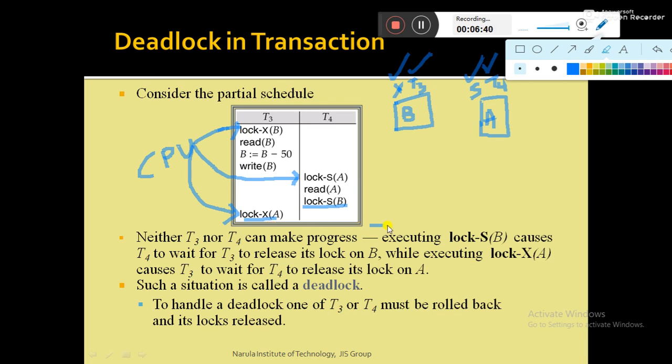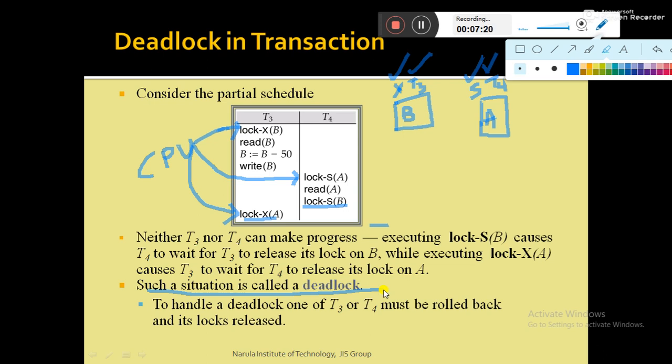So in that situation, what happens? Neither T4 can proceed with its normal execution, nor T3 can proceed with its normal execution. That means none of the transactions can proceed with their normal execution from here on. Such a situation is called deadlock. So deadlock means a situation in the system due to which no process or no transaction can proceed with its normal execution. The system becomes hanged. So this is called deadlock.